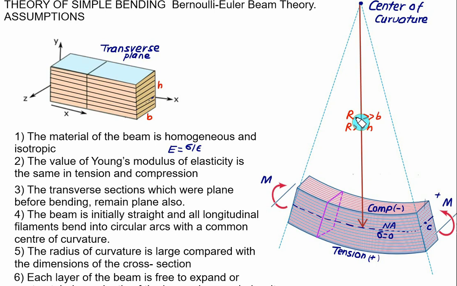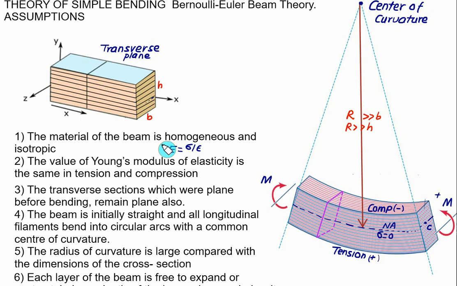So these are the 6 assumptions we are going to use for developing the simple bending equation, which is also called the Bernoulli-Euler beam theory. So always remember here that the radius of curvature is very large as compared to the dimensions of the cross section of the beam. Now we have taken the rectangular section here. It doesn't mean that our derivation is valid only for rectangular. It is valid for all cross sections that we are interested in.